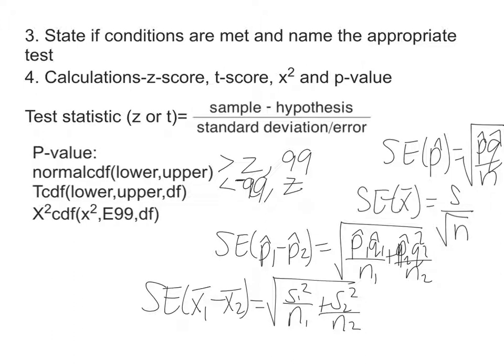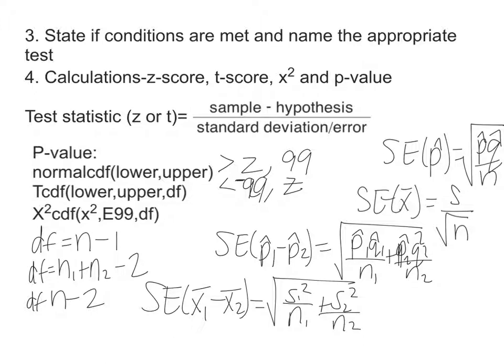The same with the t-CDF. The difference there is that we have to add the degrees of freedom. Remember, our degrees of freedom is n minus 1 for one sample, n1 plus n2 minus 2 for your 2 sample, and n minus 2 for your LinReg, and then your chi-squared ones are determined by the cells in the matrix. So remember that for chi-squared, we use the E99 because it's not always smaller than 99.